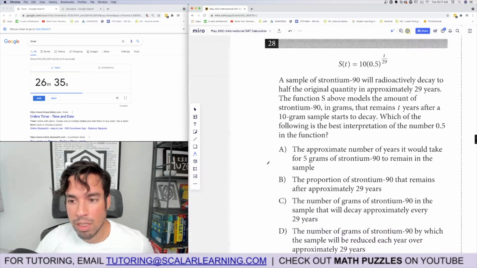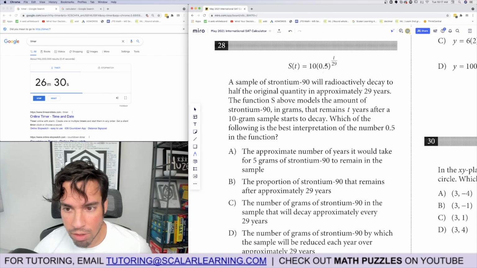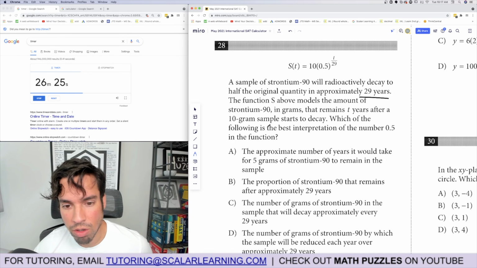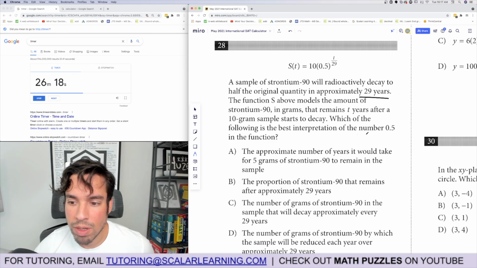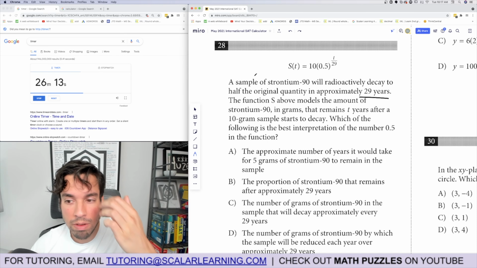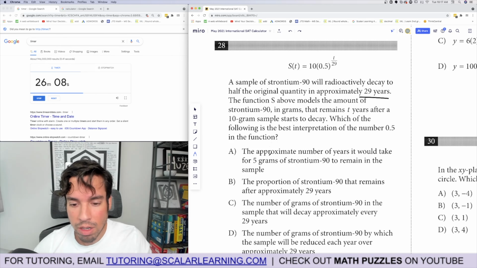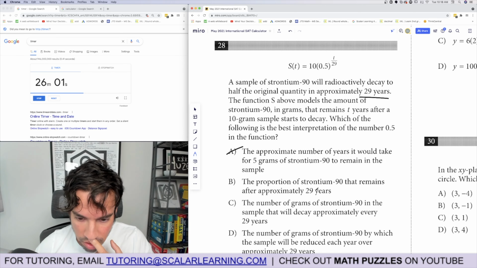28. A sample of strontium-90 will radioactively decay to half in approximately 29 years. 29-year half-life. Not that you need to know that term. The function S above models the amount of strontium-90 in grams that will remain t years after a 10-gram sample starts to decay. Which of the following best interprets the number 0.5 in the function? So to me, this means that it loses 50%, and this is the amount it loses every 29 years. But let's see what they say. It would take for 5 grams. No. The proportion of strontium.